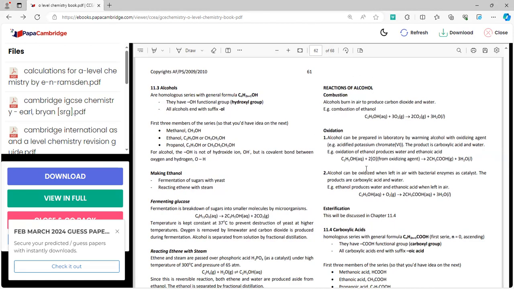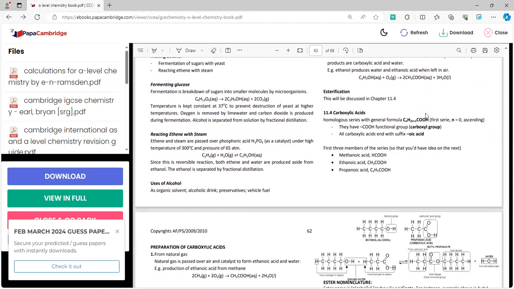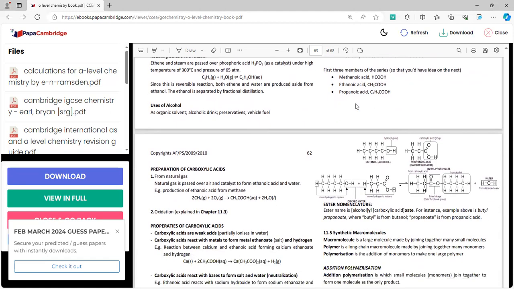Now, oxidation is the gain of oxygen atoms. So when we react ethanol with oxygen, it forms ethanoic acid. And you can see ethanoic acid is also referred to as acetic acid or vinegar. Now, the reaction between ethanol and acids makes esters, and the major use of esters is in perfumes. Then we come to the last functional group, and these are the carboxylic acids.